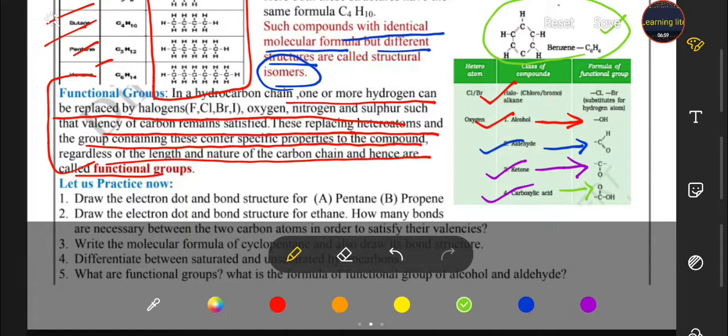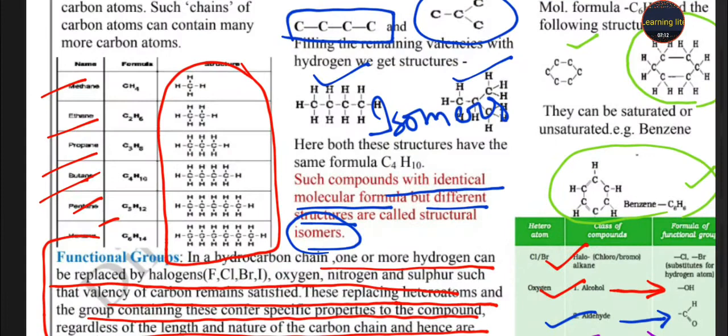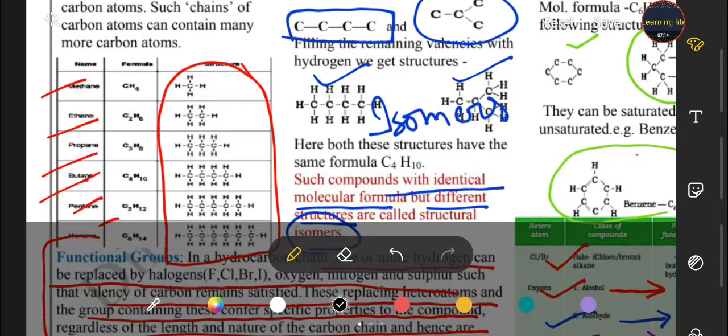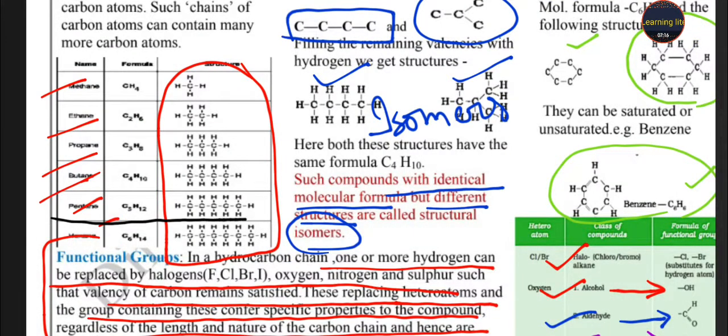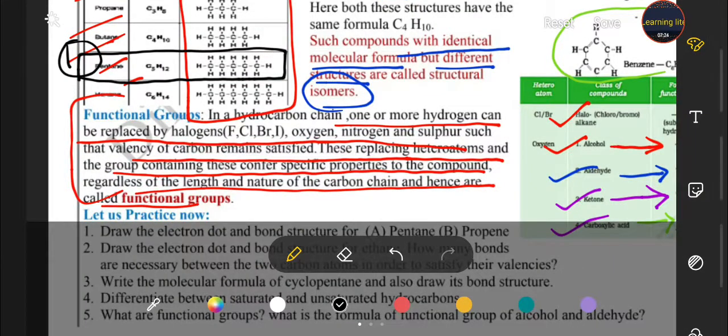Okay. Now let's practice some questions. Draw the electron dot structure and the bond structure of pentane and propene. So students, for pentane the bond structure is given to you here. You have to draw pentane from here. This is the bond structure of pentane, and for the electron dot structure of pentane, I will show you the diagram. Please draw with me.